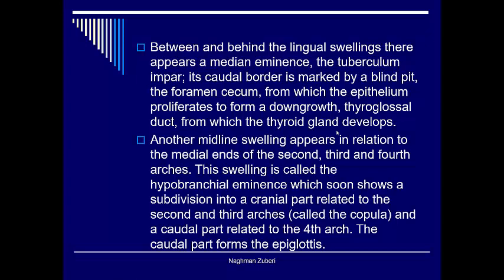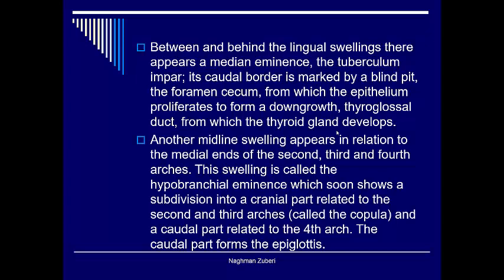Its caudal border is marked by a blind pit, the foramen cecum, from which the epithelium proliferates to form a downgrowth, the thyroglossal duct, from which the thyroid gland develops. Another midline swelling appears in relation to the medial ends of the 2nd, 3rd, and 4th arches.